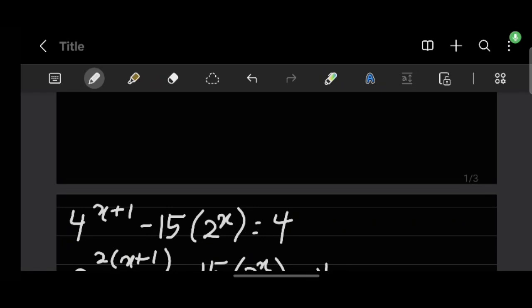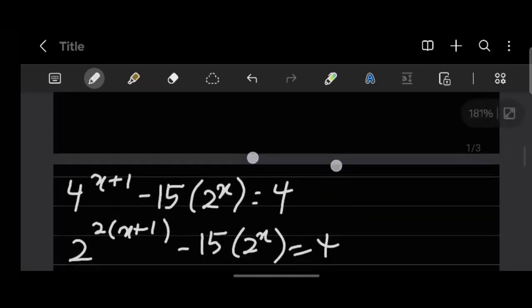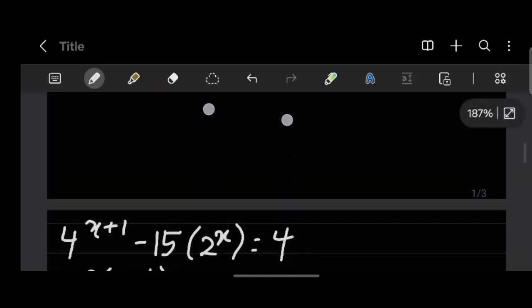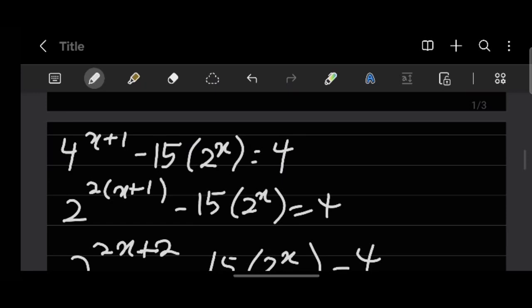Hi, I'm Alicia Abdurrahman. I'm going to solve the equation from exercise 1.2 question 4a. The equation given is 4 power x plus 1 minus 15 multiplied with 2 power x equals to 4.